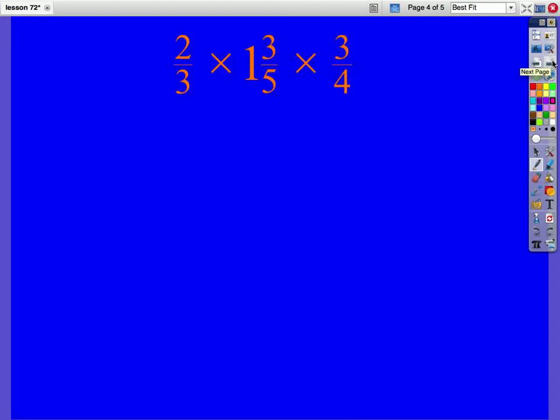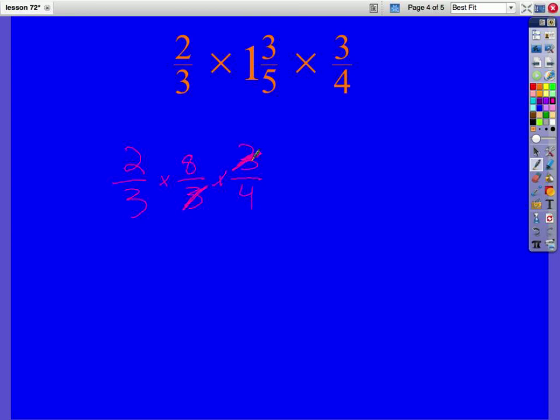Now, if we have three fractions, such as here, remember we're multiplying, so we're going to write them horizontally. So 2/3 times, 5 times 1 is 5 plus 3 is 8, so 8/3 times 3/4. Now we're going to reduce before we multiply. Everything on top stays on top, everything on bottom stays on bottom. First, I see that there's a 3 on top and a 3 on bottom. I'm going to get rid of those.